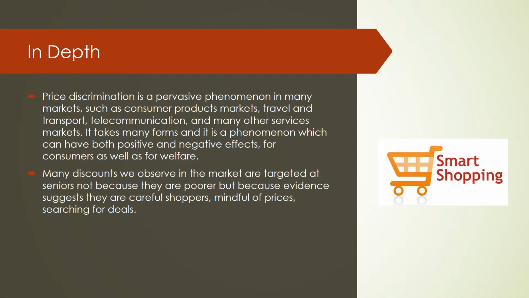In the market of age discounts, various factors account for why such strategies are put in place. Many discounts we observe in the market are targeted at seniors not because they are poorer, but because evidence suggests that they are careful shoppers, mindful of prices, and searching for deals. The discounts at cinemas may be the result of unselfishness by owners, but it also simply could be the realization of different willingness to pay by seniors, a group that is easily identified and segmented by the host.